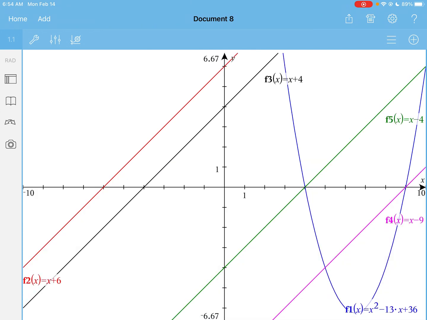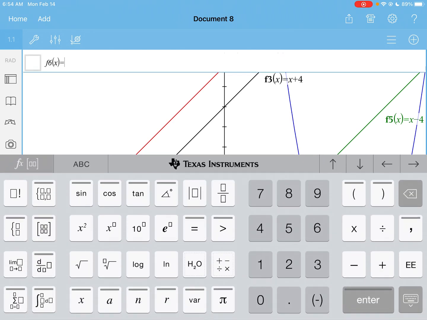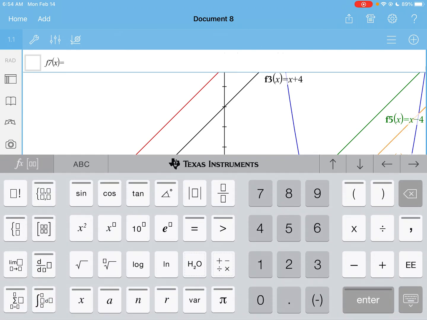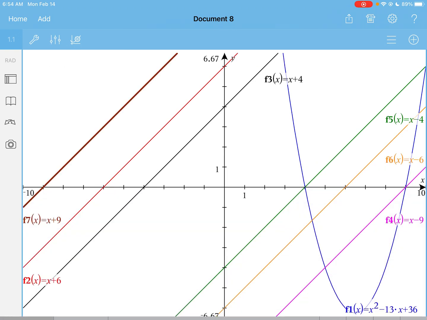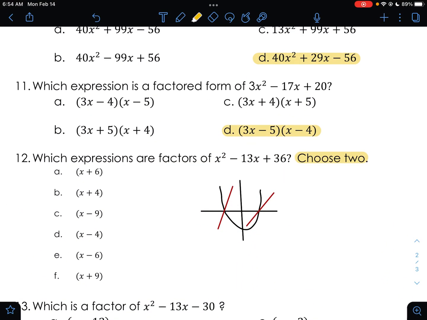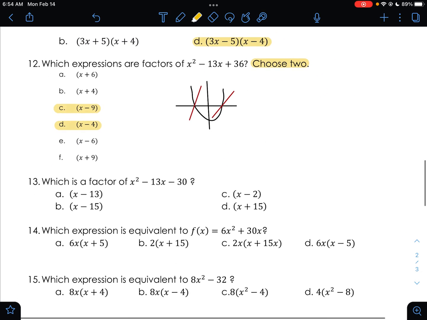Next one. X minus 4. X minus 4 looks to be the second one. Okay, just to double check. X minus 6. Nope, that's the orange graph. Last one. X plus 9. Nope. So x minus 4 and x minus 9 were our two answers. This one and this one.